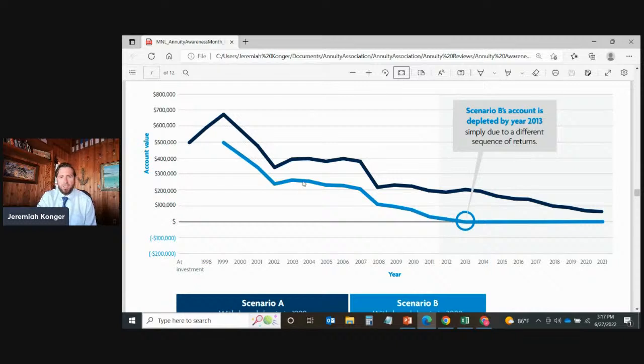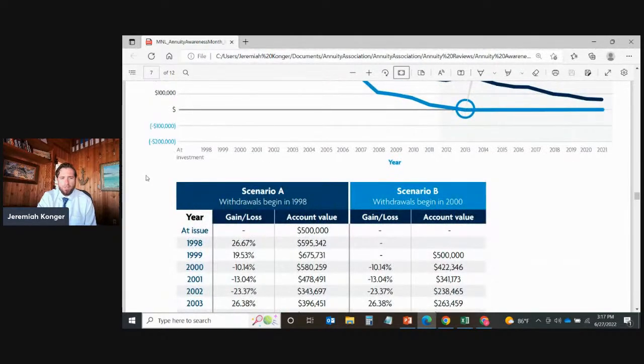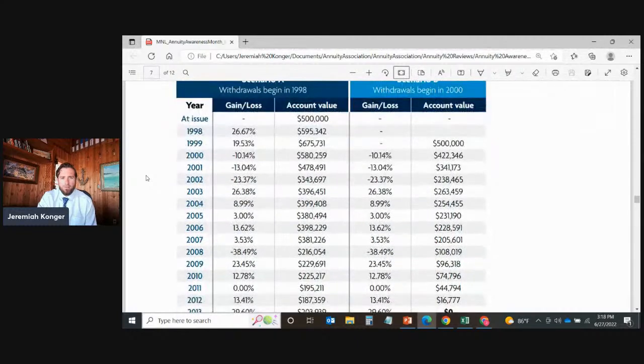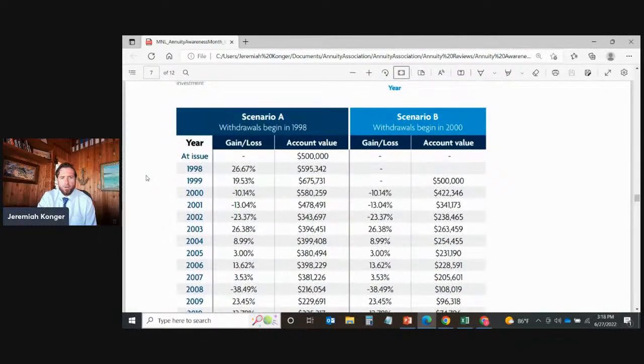And so as you can see in this example, scenario B's account was depleted by 2013 simply due to a different sequence of returns. What also would be very interesting to note is how the average rate of return compared to one another, and maybe they'll provide that in this example. Let's take a look. So as we come down to this chart here, we're going to notice the specific itemized annualized rates of return on the portfolio.